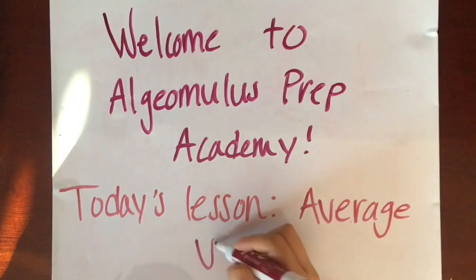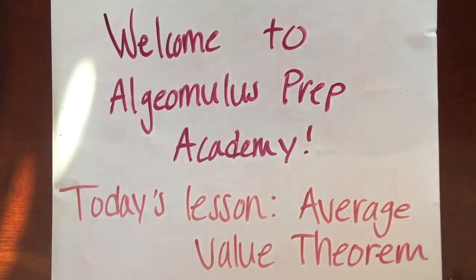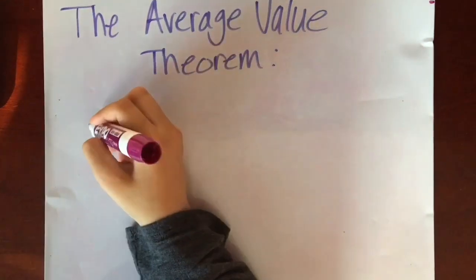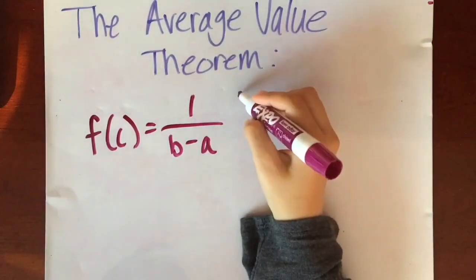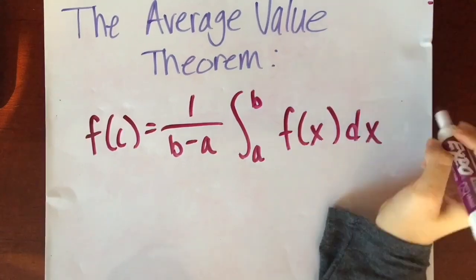Today's lesson is the average value theorem. The average value theorem is a formula which is f of c is equal to 1 over b minus a times the integral of a to b of f of x dx.